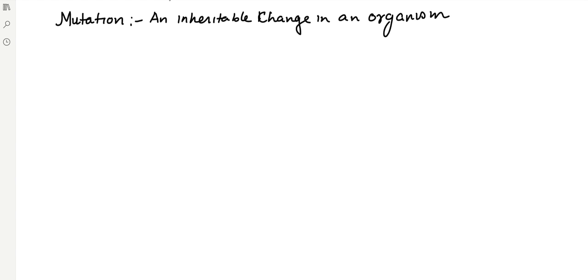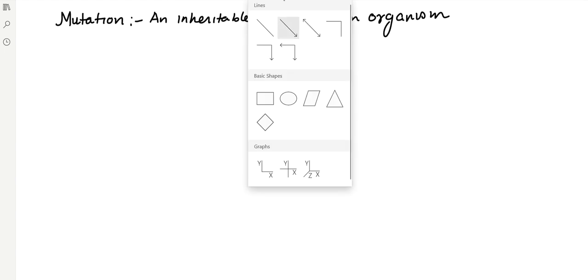अगर हम लोग म्यूटेशन की बात करें सर, तो म्यूटेशन क्या है सर? It is an inheritable change in an organism. किसी भी ऑर्गेनिज्म में जो एक इनहेरिटेबल चेंज होता है, that particular inheritable change is known as mutation. Now whenever we talk about studying mutation, we're gonna study it under different headings.